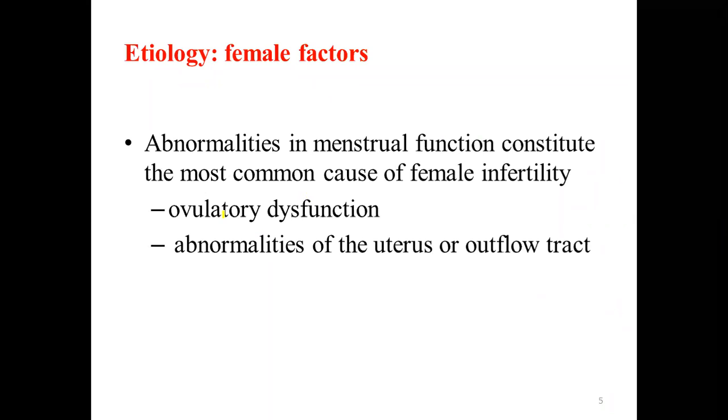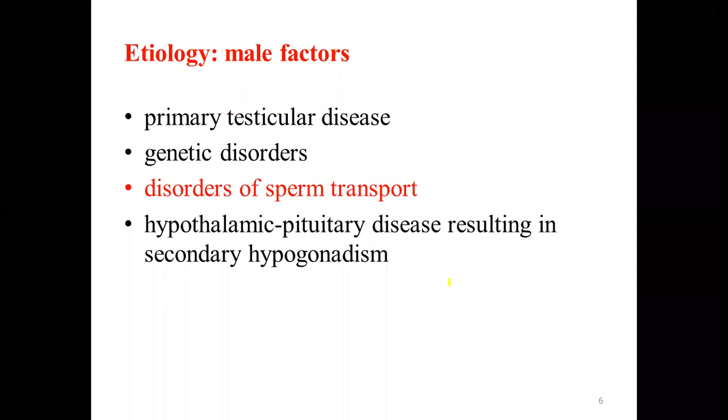Then what are the etiologies? When you look at the etiologies of female infertility, it is related to abnormalities in menstrual function. Abnormalities in the menstrual function constitute the most common cause of female infertility, specifically ovulatory dysfunction, any problem in the uterus, or any outflow obstruction. Those are the major causes of infertility in the female population.